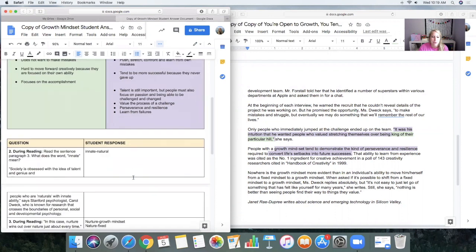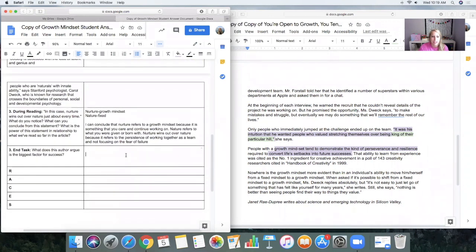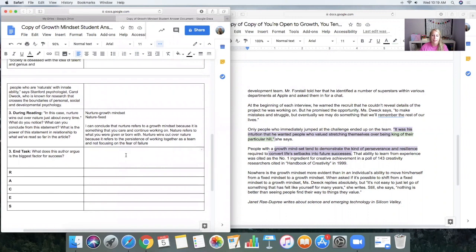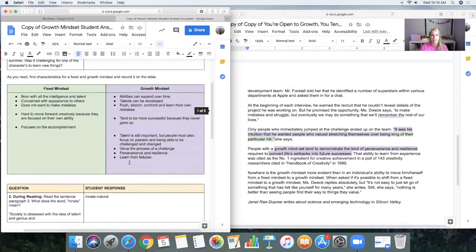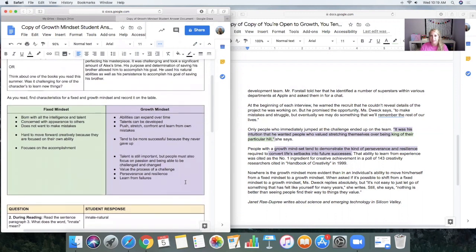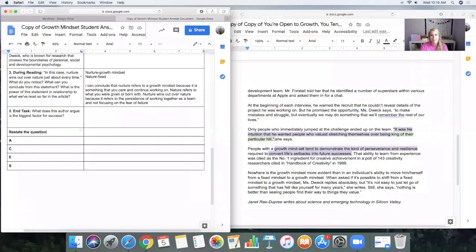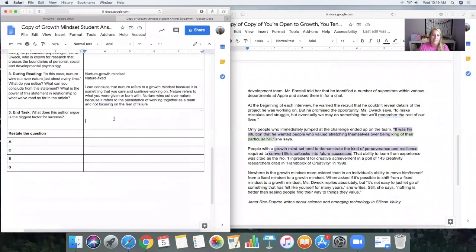What I want us to move towards now is the end task. And I want you to write about what the author argues is the biggest factor for success. So go ahead and use your notes from the table to answer the end task. Okay, now that you have the answer here, I'm going to quickly teach you a way to organize your writing. What I'm about to show you in the table below is just a process. So I do not want you erasing what you have in this box here. I just want you to revise it and organize it in a new way.